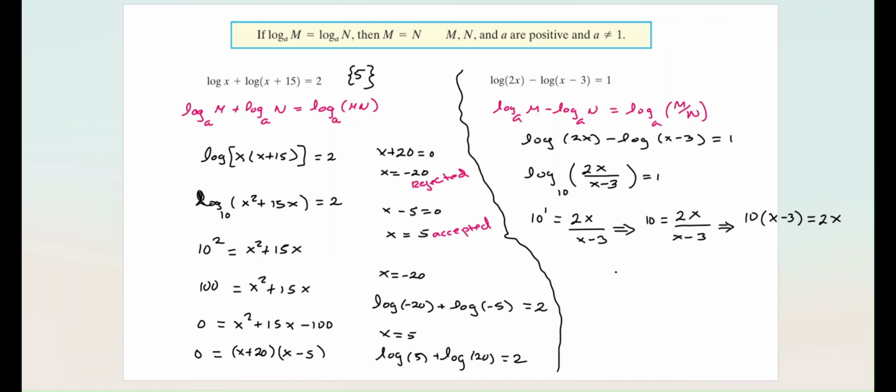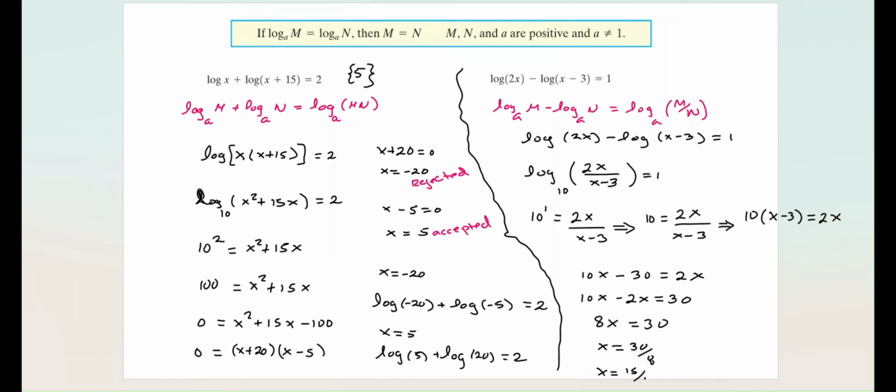So we apply the distributive property, we get 10x, 10 times negative 3, negative 30, equals 2x. We're going to solve for x, so we get 10x minus 2x equals 30. 10x minus 2x is 8x equals 30. x is equal to 30 over 8. So x is equal to 15 over 4.